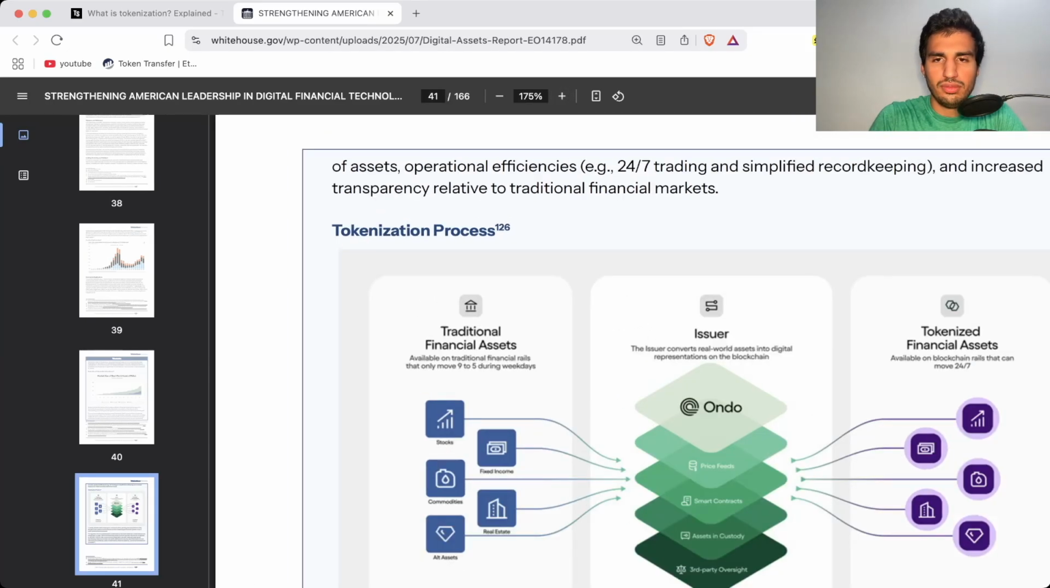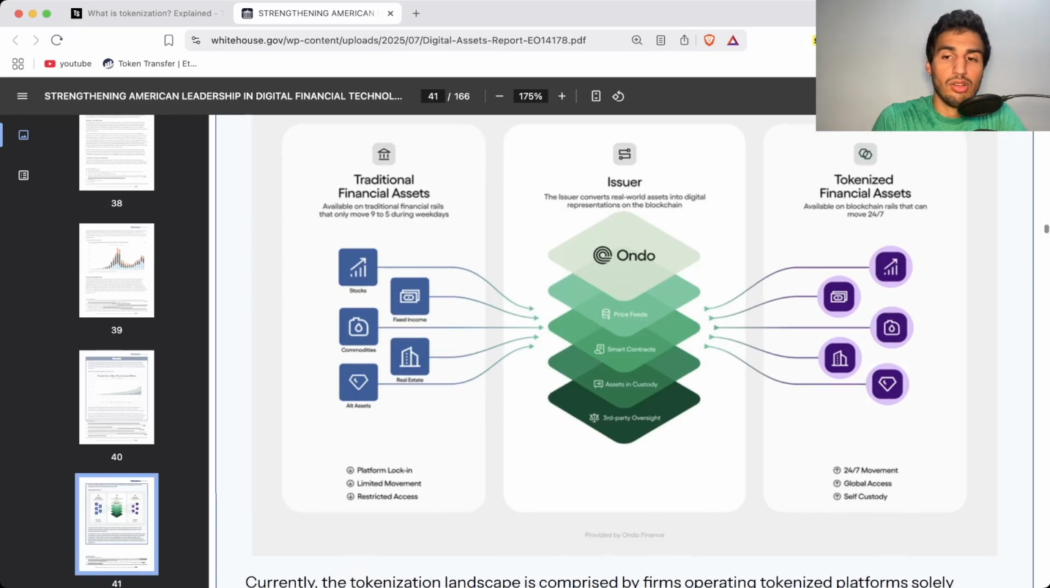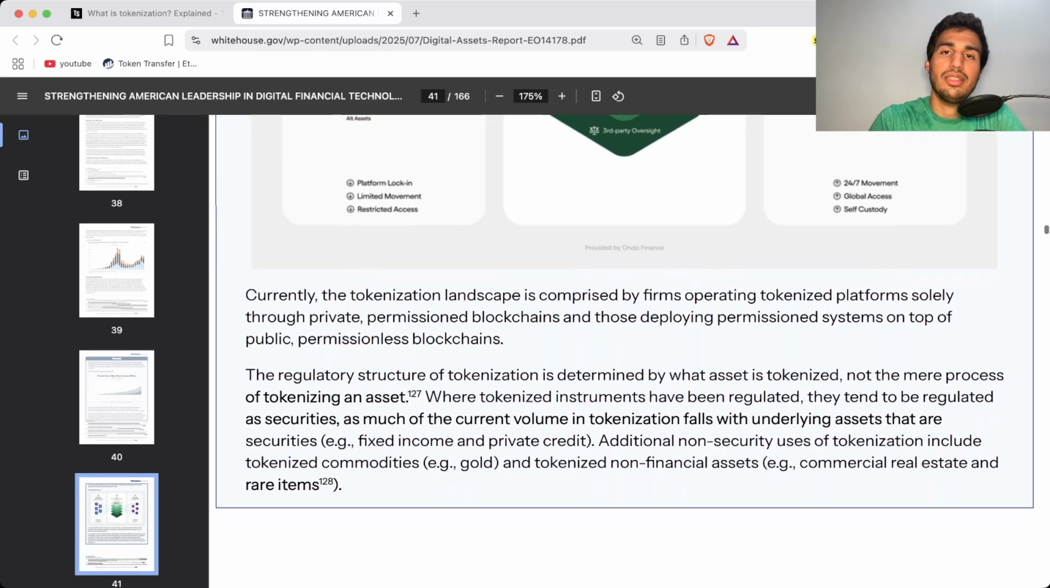And last but not least, let me just put it a little bit bigger. So we see here Ondo is basically at the forefront of this whole technology. So traditional assets, like they mentioned, are only available 9 to 5 during weekdays and not on holidays too. So this is stocks, fixed incomes, commodities, real estate, alternative assets. Ondo, as the issuer, has the price feeds, smart contracts, assets in custody, third-party oversight, and then they offer tokenized financial assets that are able to move 24/7, sell globally, and it is self-custody. So basically, it means that you hold it in your own wallet.